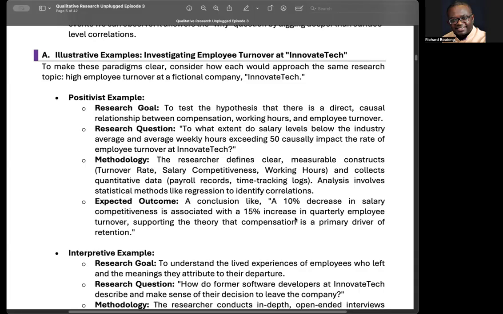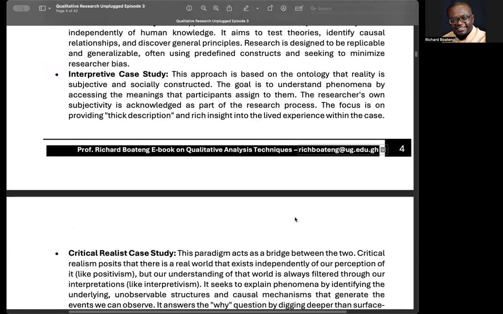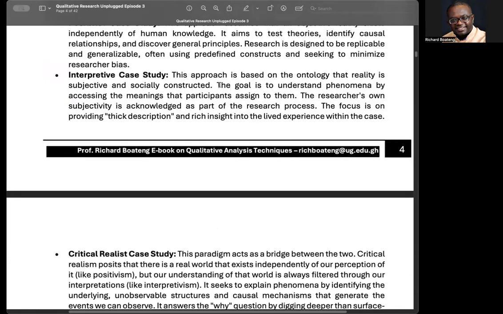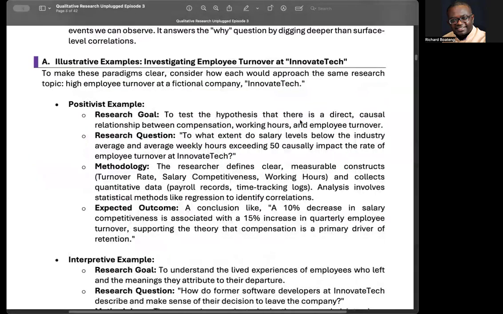Okay, got it. Now let's flip the coin completely, the interpretive case study. This sounds like it lives in a totally different universe. It kind of does. The interpretive approach is rooted in the belief that reality is subjective, it's socially constructed. There isn't one single true reality out there, but multiple realities shaped by people's experiences and interpretations. Wow, okay. So the goal here isn't to find objective truth in the positivist sense. It's to understand phenomena by accessing the meanings that participants themselves assign to their experiences and actions. So less about what happened and more about what did it mean to the people involved.